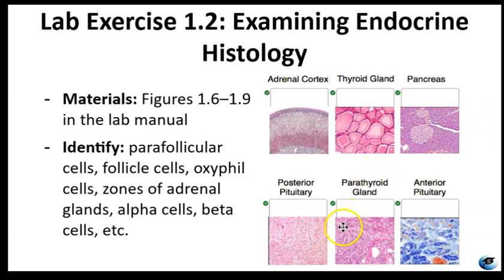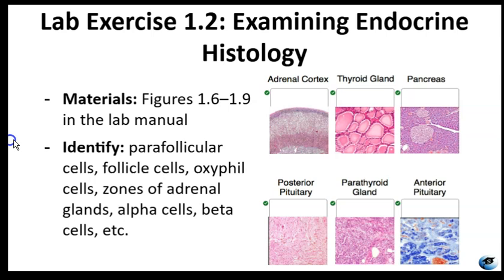So in the adrenal gland, this is the adrenal cortex. You want to be able to distinguish the different zones of the cortex: the zona glomerulosa, fasciculata, and reticularis, as well as the medulla. And each zone produces different hormones that have a unique histological appearance.